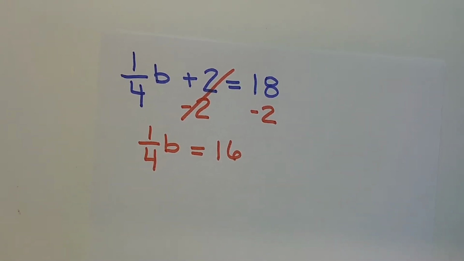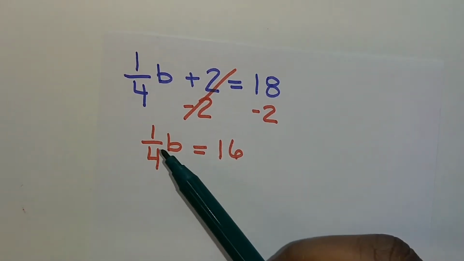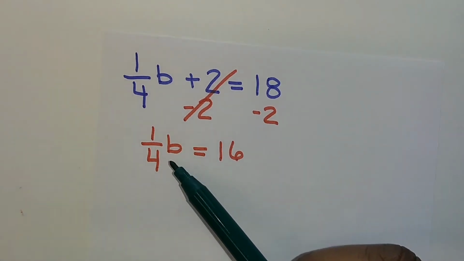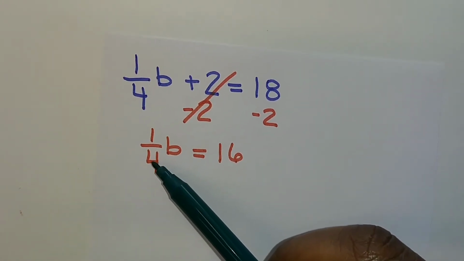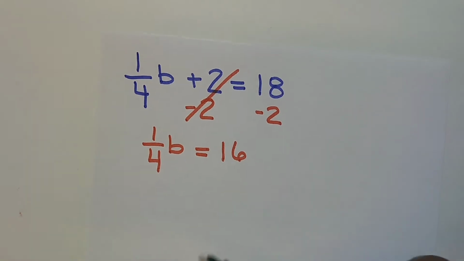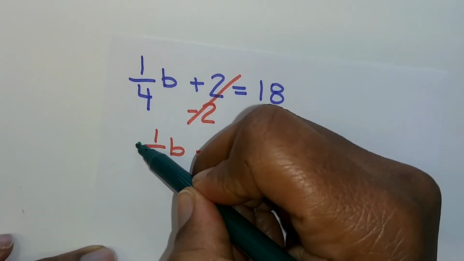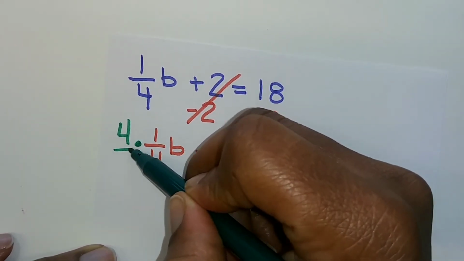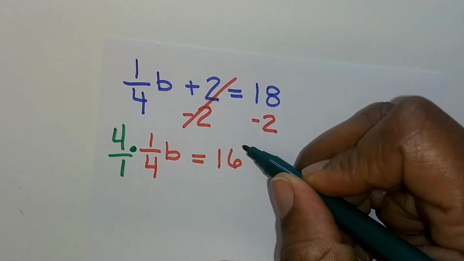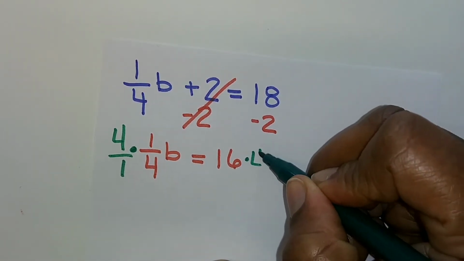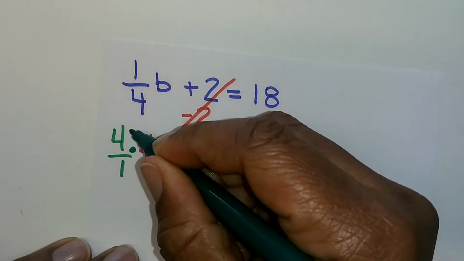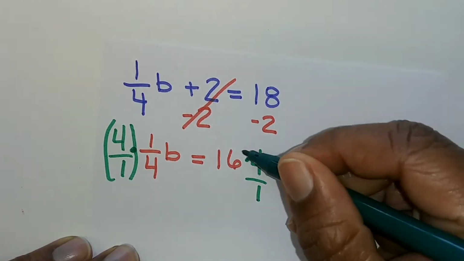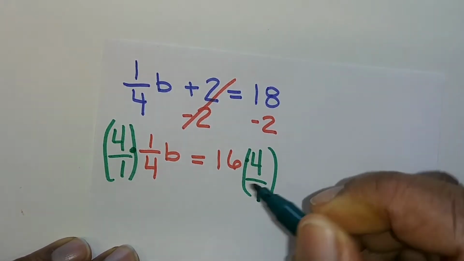I'm going to get rid of the 1/4 b by multiplying, okay? Because 1/4 is multiplication, so I am going to do the inverse, which is 4/1, okay? And I also need to do that to the other side. Now, you know you can use parentheses as well. It's the exact same thing.